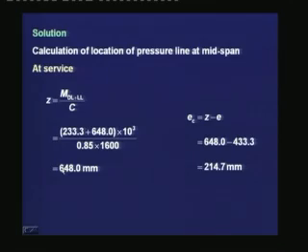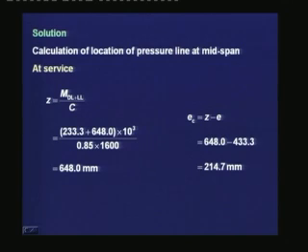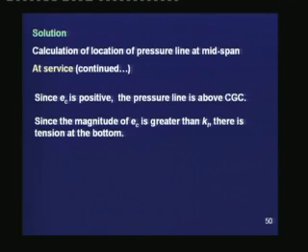Thus, at service, the C shifts from the tendon by a distance of 648 millimeters at the mid span of the beam. The location of the pressure line, which is equal to the eccentricity of C, is given as Z minus the eccentricity of the tendon. 648 minus 433 is equal to 214.7 millimeters. Since EC is positive, the pressure line is above CGC. Also, since the magnitude of EC is greater than KT, the upper kern point, there is tension at the bottom.